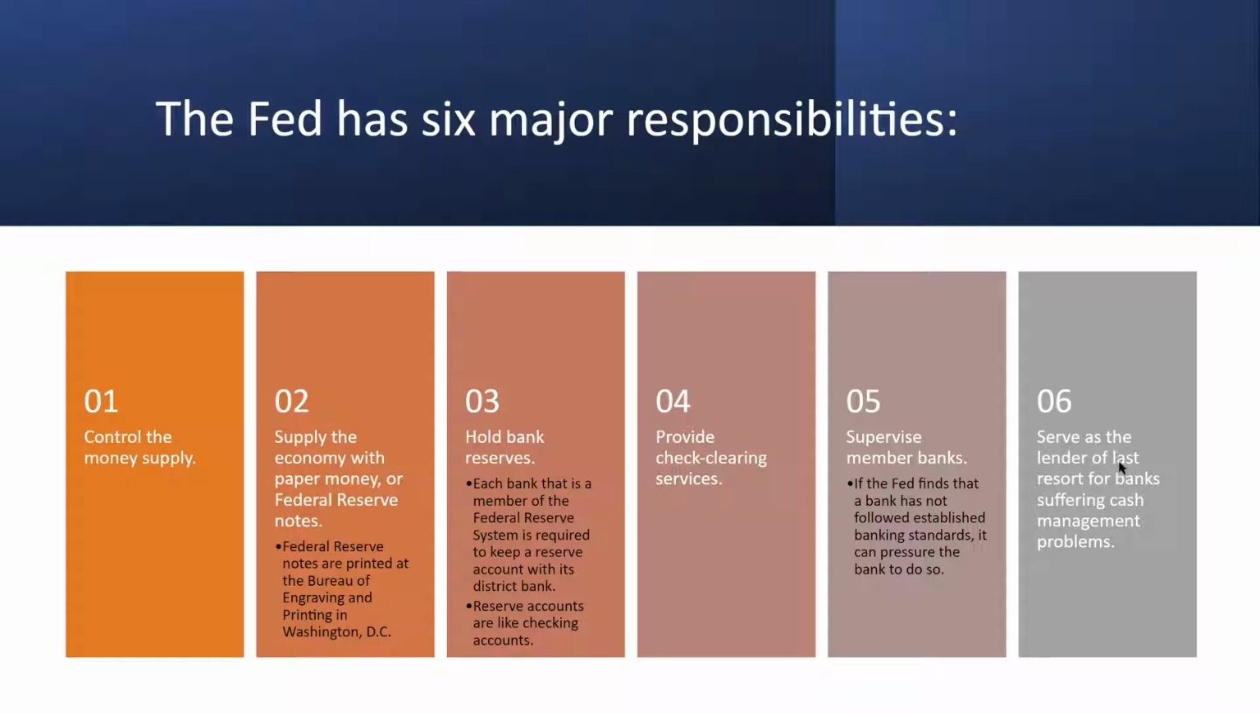And then last is they serve as the lender of last resort for banks that are suffering from cash management problems. Number 6 is a big deal because this is put in place because of what happened in the Depression, where banks were closing because they didn't have enough money. Now banks can always go to the Fed and borrow money.